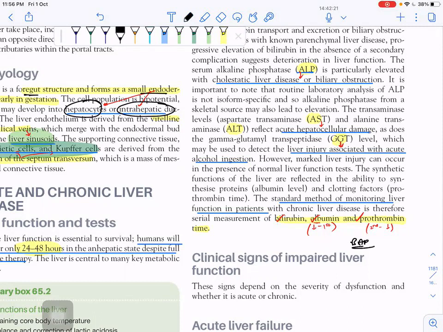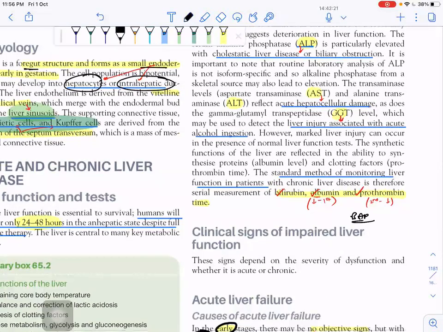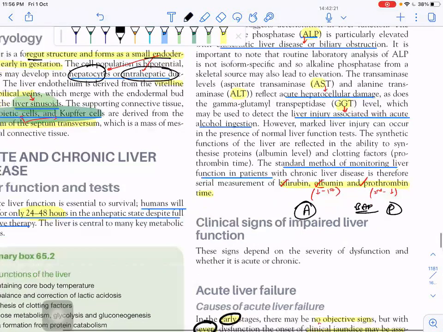Okay. And which is the first to decrease in case of chronic liver disease? Albumin. Albumin will be the first to decrease, and the second one to decrease is the prothrombin. So they can ask us this MCQ. Albumin is the first one to decrease.